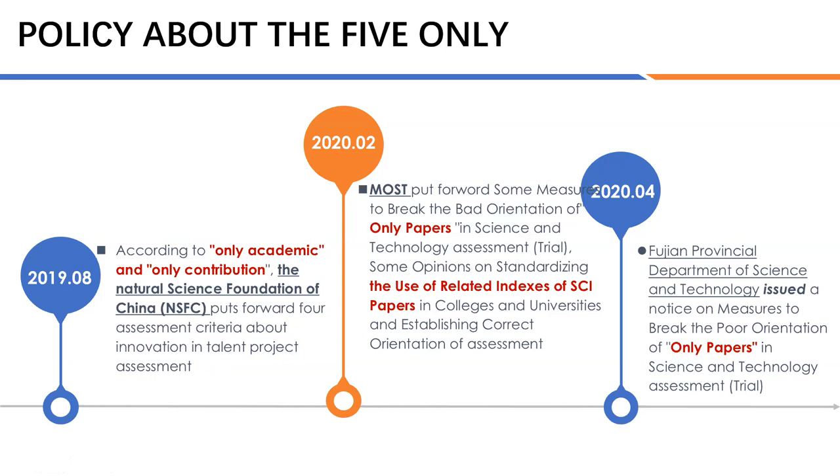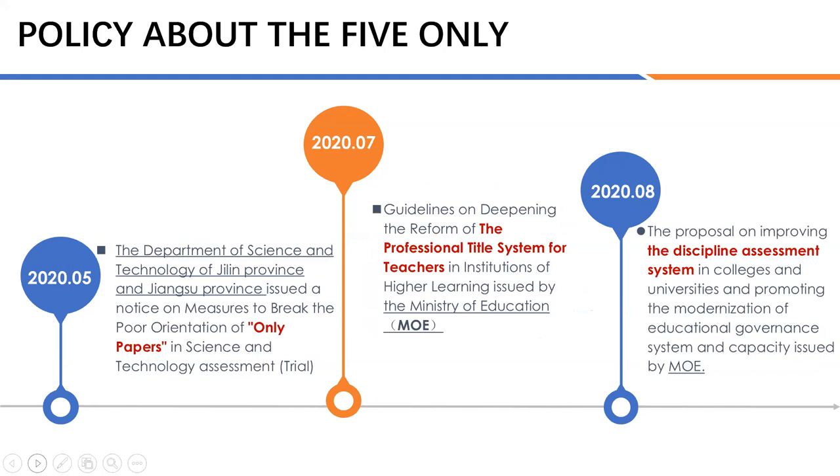And in February 2020, MOST put forward some measures to break the only papers. They gave some opinions on standardizing the use of related indexes of SCI papers. And in April 2020, Fujian province issued a notice on the only papers. And in May 2020, Jilin province and Jiangsu province issued notices on the only papers.